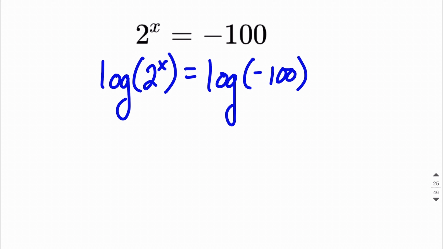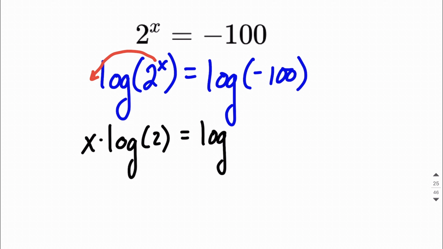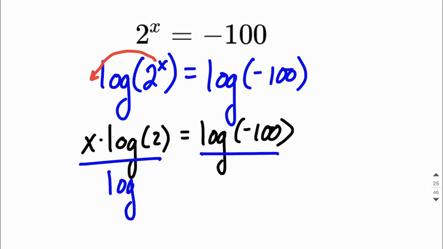Next, what I'm going to go ahead and do is bring my exponent down in front and make it a multiple out in front. Because it's attached to everything on the inside of that log, we can say x multiplied by log of 2 is equal to the log of negative 100. And now x is being multiplied by a number. Log of 2 is a number. So to isolate it, get it on one side all by itself, we'll divide both sides by that log of 2.